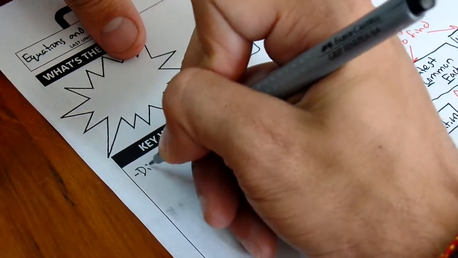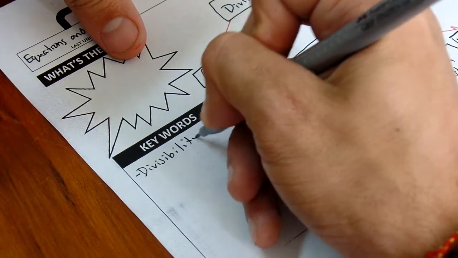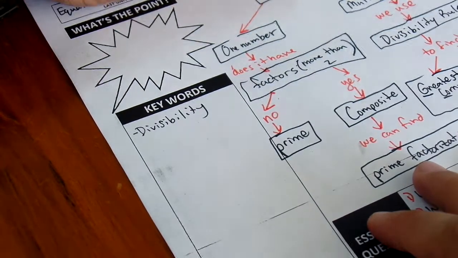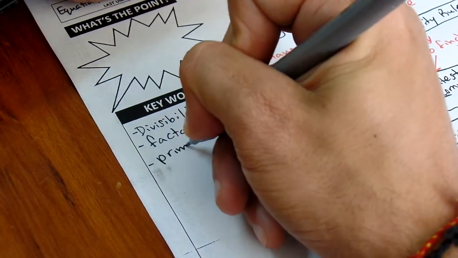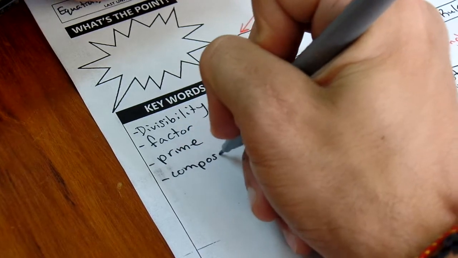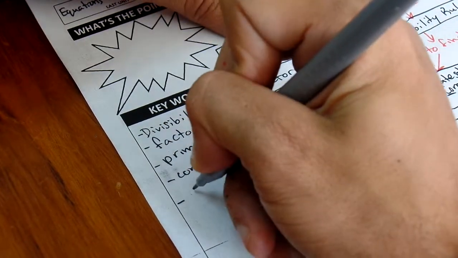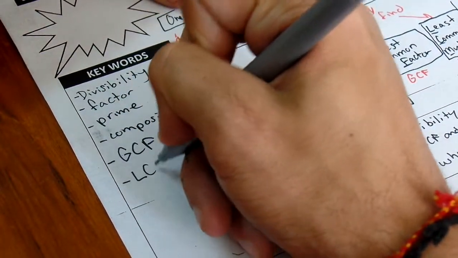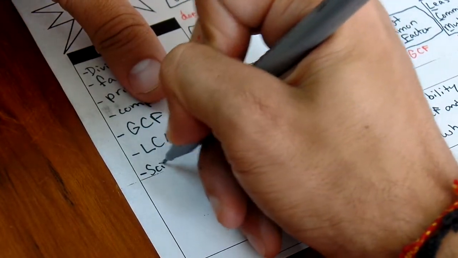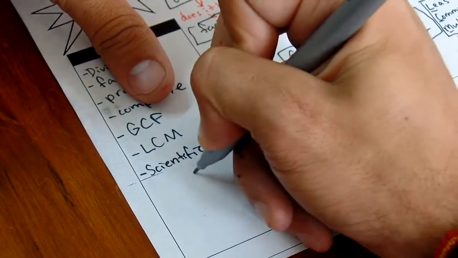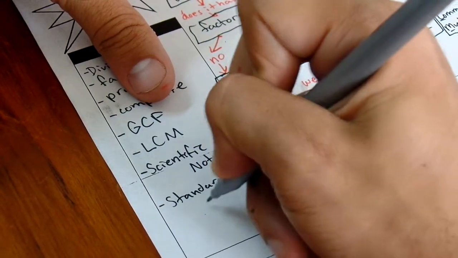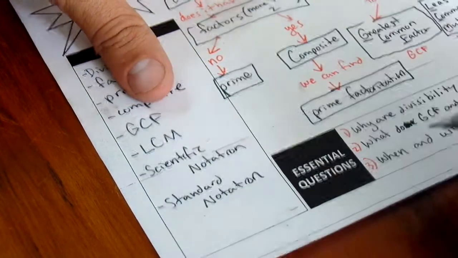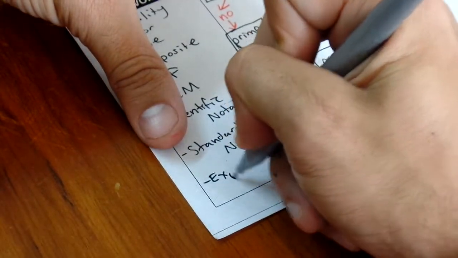We have divisibility. That is the most important one to know. We also have factor, prime, composite. I'm going to put GCF, but we have it written right here. LCM, scientific notation, standard notation, and we'll just put exponents.